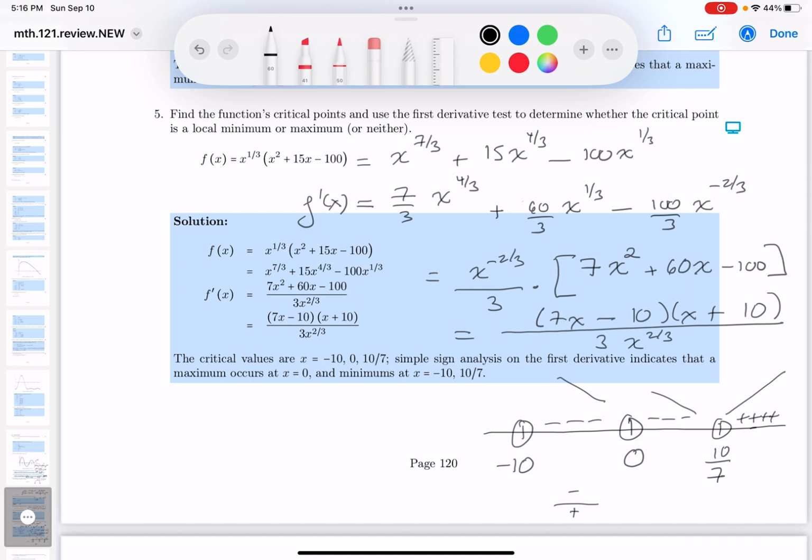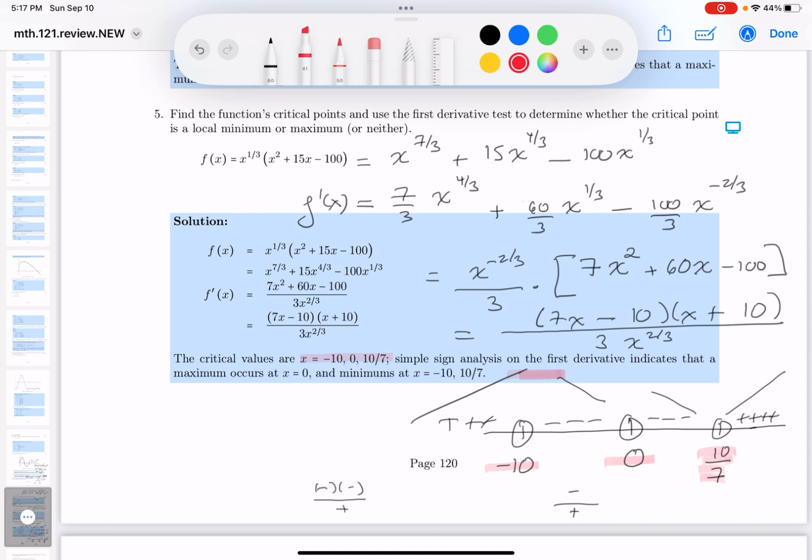Let's go below minus 10. And I want to go to minus 100. Bottom's still positive. We're squaring it, by the way. And you get a negative times a negative on top, which is positive. So overall, it's positive. So what do I have? I have critical values, and the critical values are going to be minus 10 and 10/7. Let me show you that written down. Whoops. Okay, I got those. I did my simple sign analysis, and what I found out is we got a maximum here at minus 10.